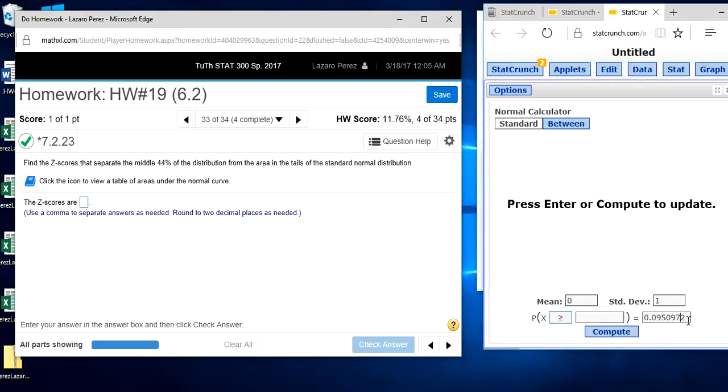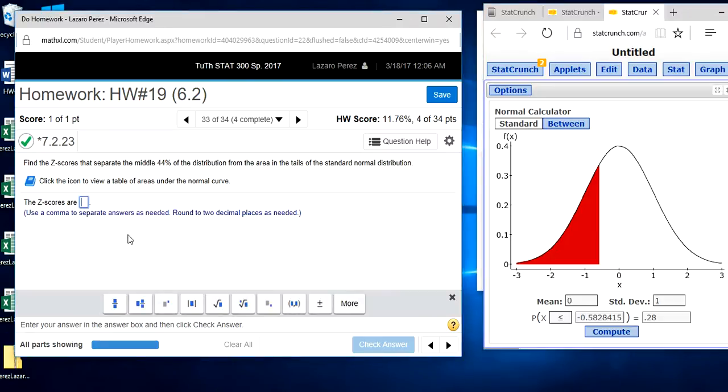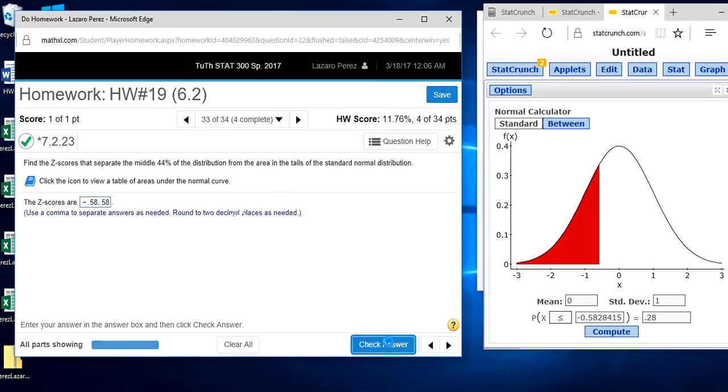All right, 0.28. This is where x is less than. All right, so the z-score is negative 0.58. And for the other z-score, it's symmetrical, so it'll be the same, just positive 0.58. All right, those are our answers.